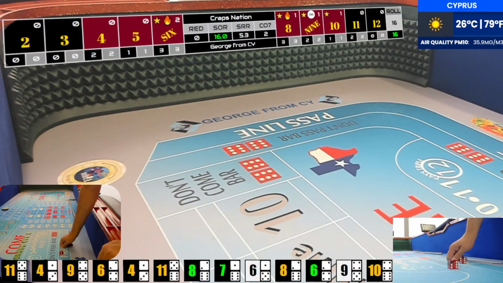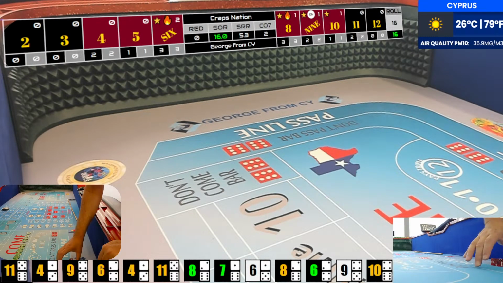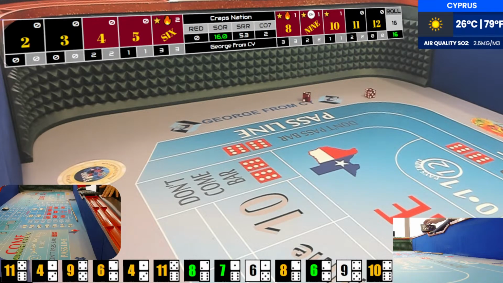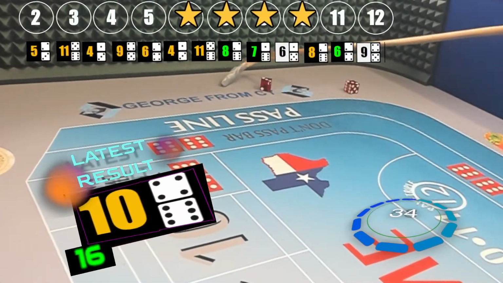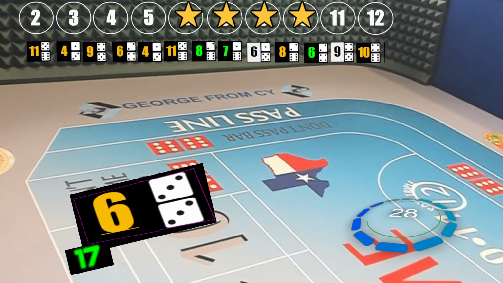So we go 3, 5, 3, 6. Dice out. Heart 6. That's a primary. Hit number 11.